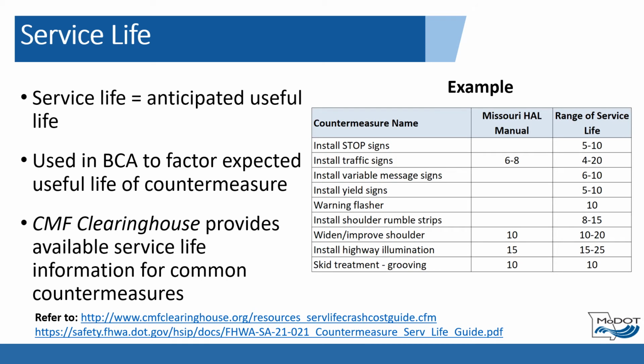The table on this slide displays an example of the service life displayed in years for a sampling of a few different countermeasures. The service life values are based on the Missouri HAL manual and the CMF Clearinghouse. For this example, installing a traffic sign would have a likely service life of 6 to 8 years, and widening or improving a shoulder would have a typical service life of about 10 years. Both example values stated are per the Missouri HAL manual.